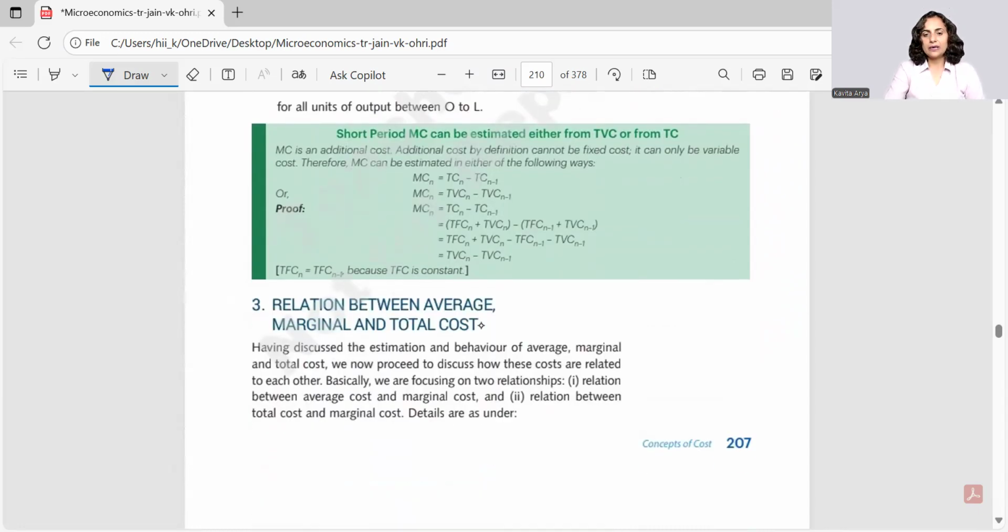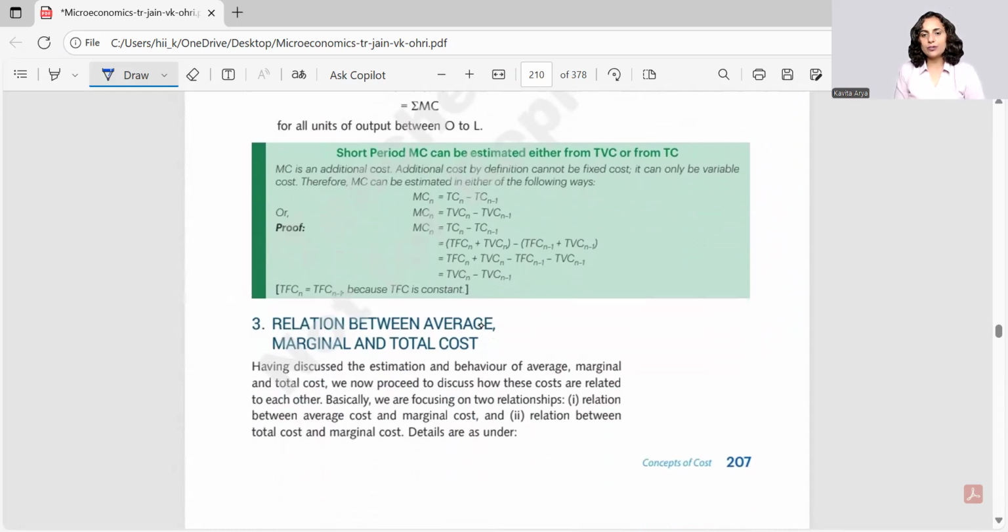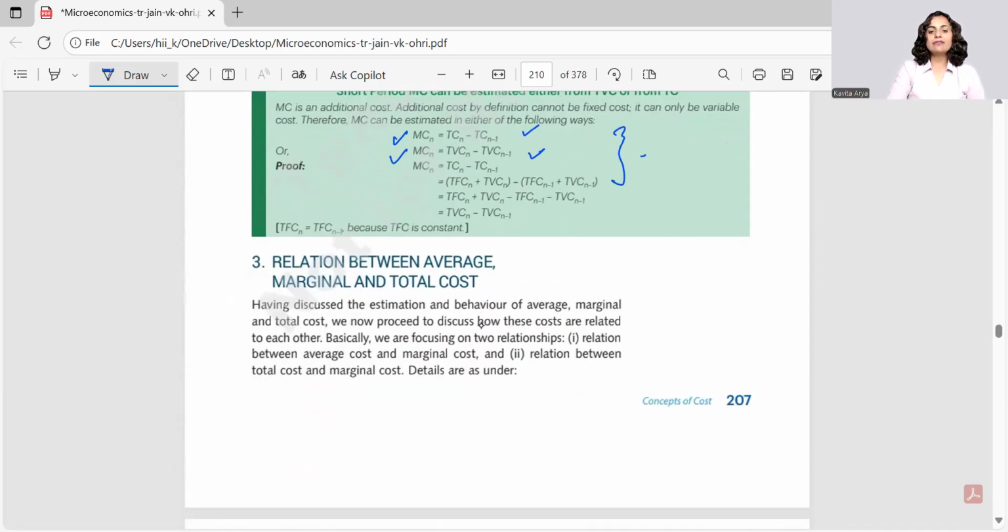With this, we are clear about the relationships, and now it's easy to understand that MC is the rate of change of TC as well as TVC, which is very, very, very important and crucial to understand from a numerical perspective, right? Then we have the relationship between average, marginal and total cost.